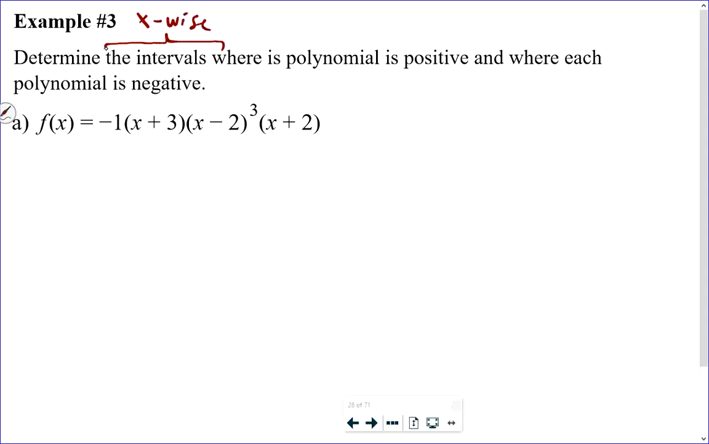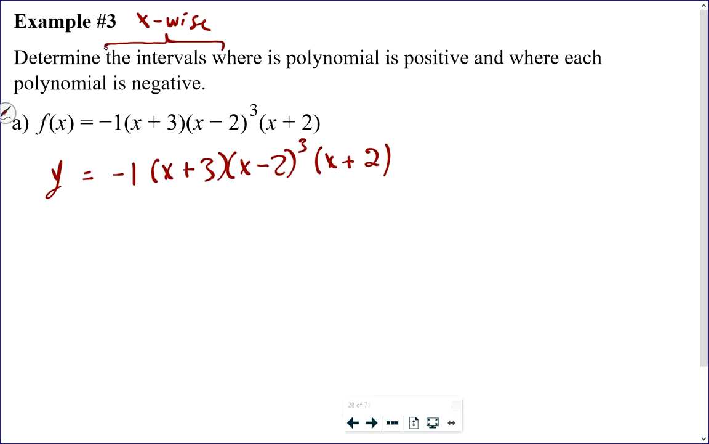When you see at this level what is an interval, we're talking about x. Okay, we're talking about an interval of x's. But the problem is, when we say where is this positive and where is this negative, this thing is thought of as y equals negative 1 times x plus 3 times x minus 2 cubed times x plus 2. When I say where is that positive, I'm saying where is y positive.